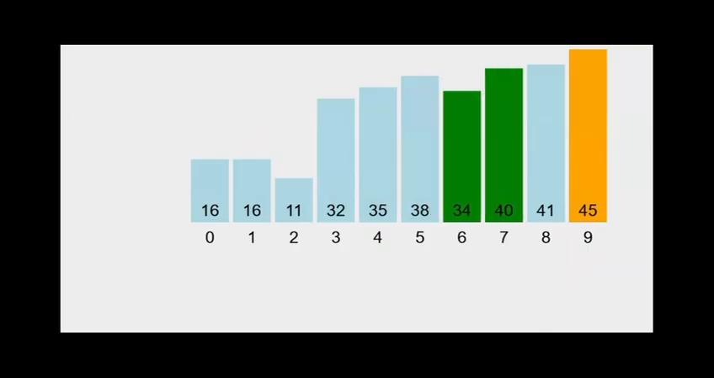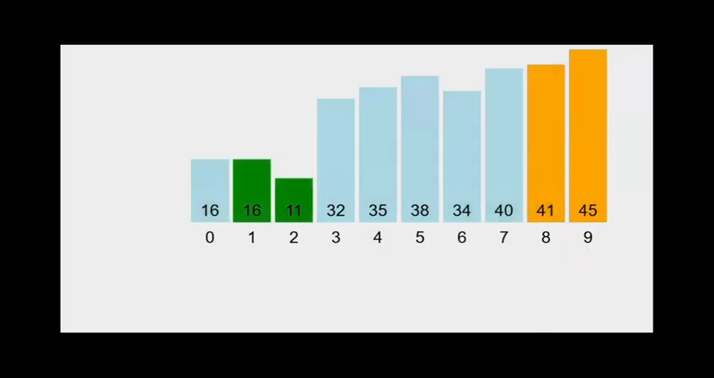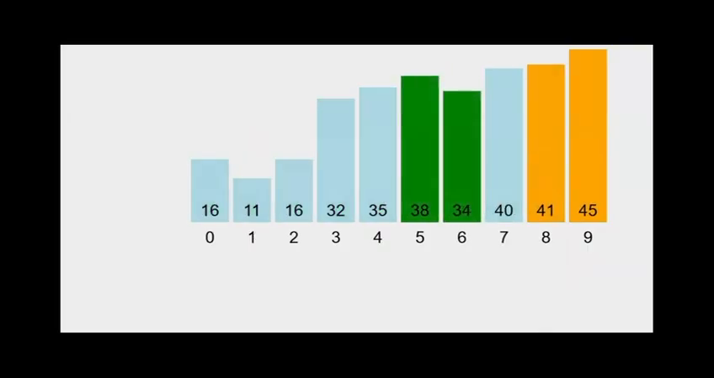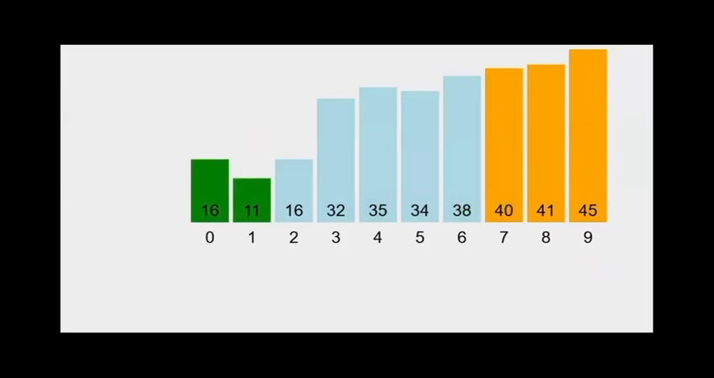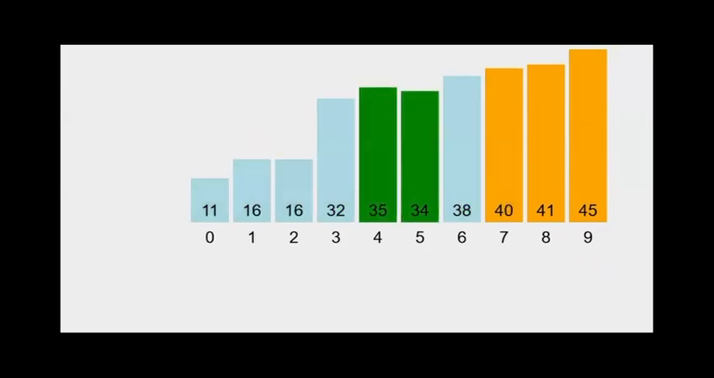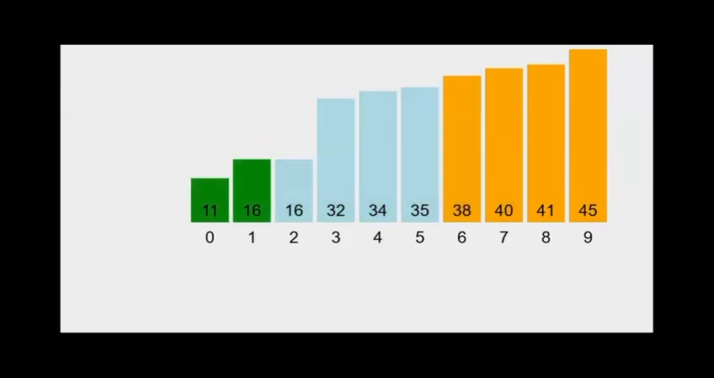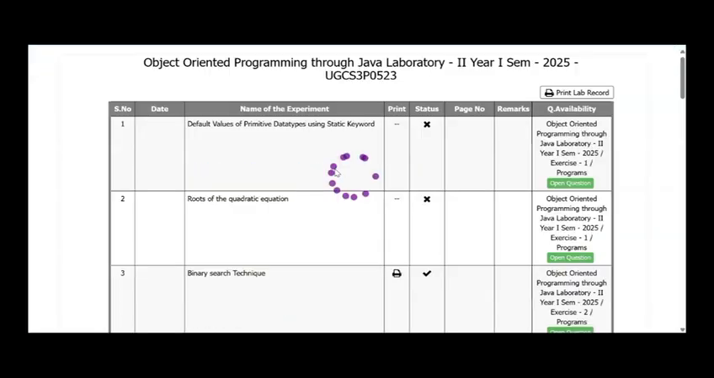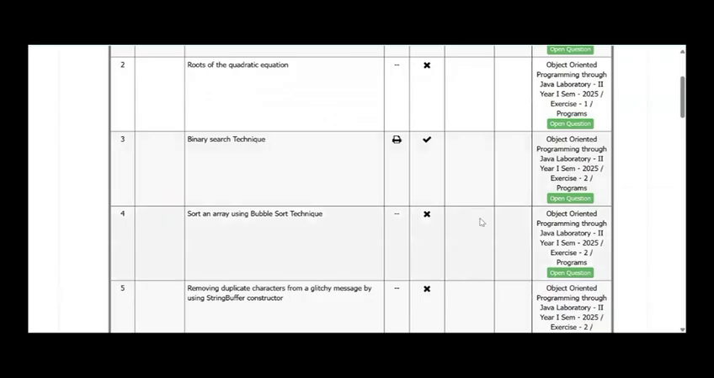At the end of pass 1, the largest element is at the correct position. We repeat this process n-1 times. For each and every pass, the largest element will go to its correct position. Think of it like the largest element slowly bubbling up to the end of the list with each pass.